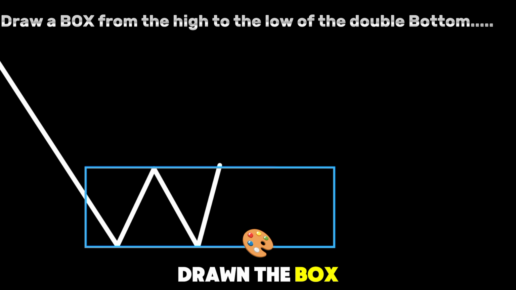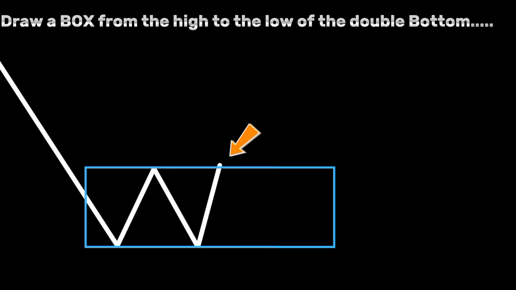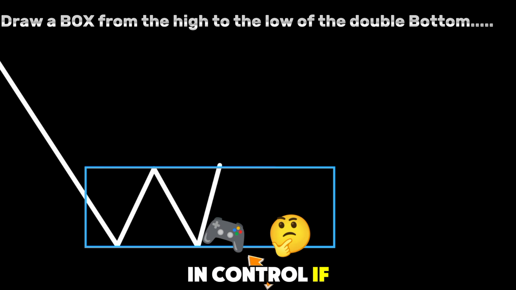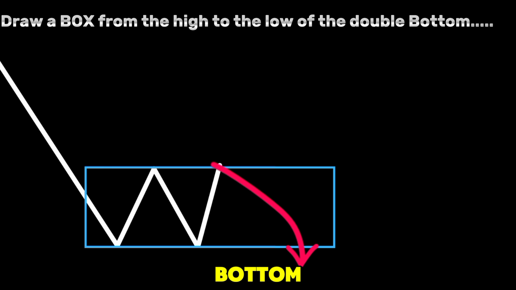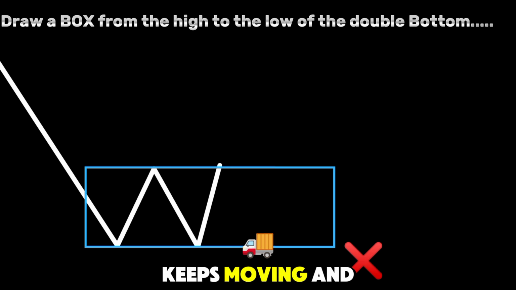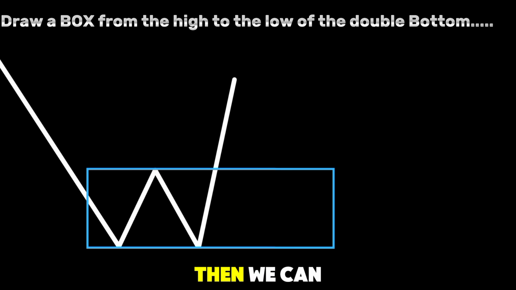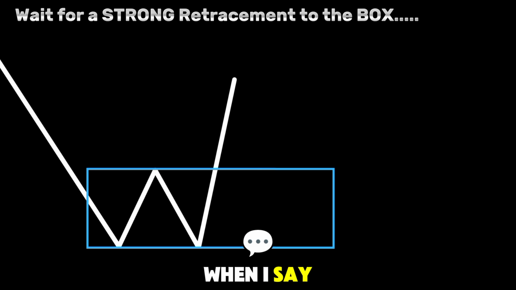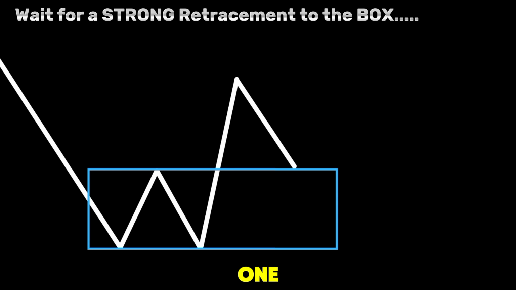When you have drawn the box like this, you have crossed out two zones. The market can decide to break out from the top and it can also break out at the bottom, but you are in control. If the market breaks out from the bottom, we are no longer going to trade the setup, but if it keeps moving and breaks out from the top, then we can proceed to the next step, which is to wait for a strong retracement to the box. When I say a strong retracement to the box, I mean something evident like this one.